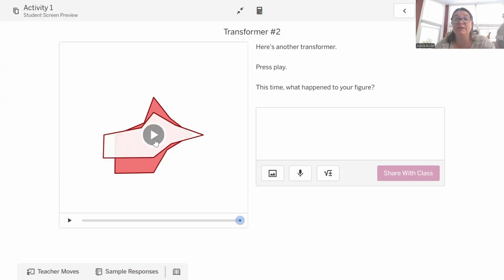And as you'll learn later in this unit, it's not congruent either because it's not exactly the same. So what would you call that? How would you describe what's happening there? Again, type that into this box and click share with class.